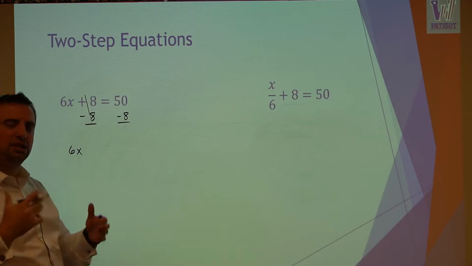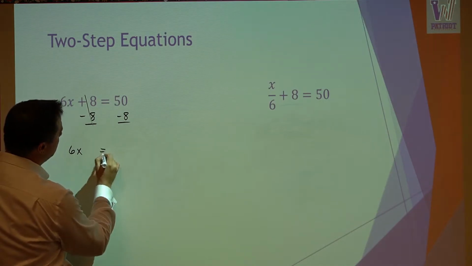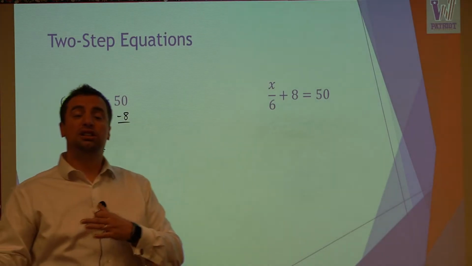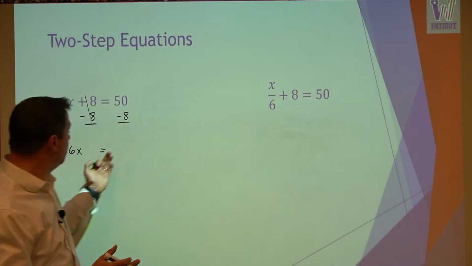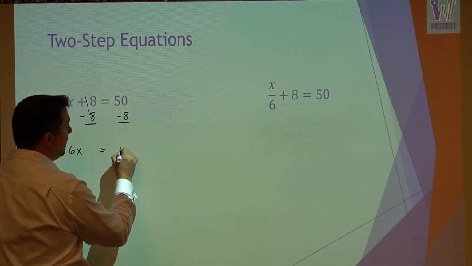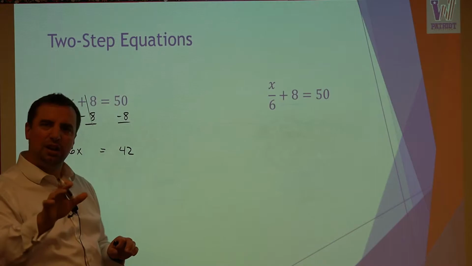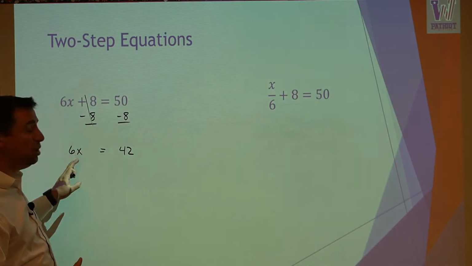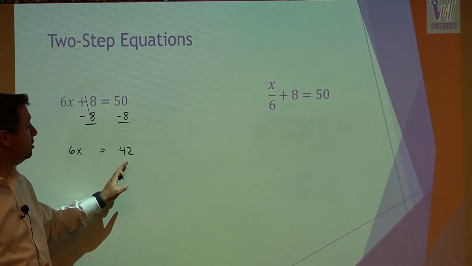We just bring that 6x straight down. We bring down the equal sign because we haven't done anything. The equal sign just tells us the difference between one side and the other. Bring that down, and over here we have 50 minus 8. 50 minus 8 happens to be 42. Again, you could use your calculator if you need to. So now our new equation is 6x equals 42.